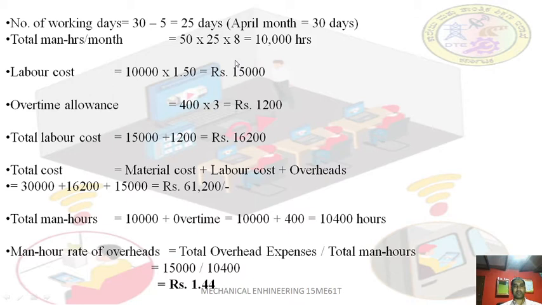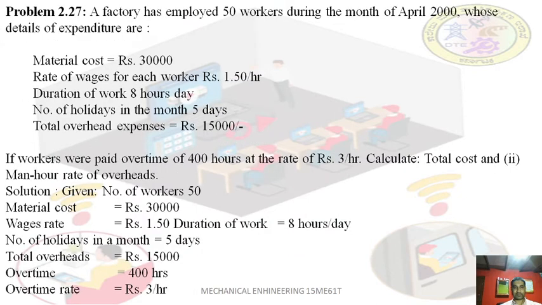That needs to be paid at a different rate, because they are working more than 8 hours. For that ninth hour, you need to pay not the normal wage rate. You have to pay an extra rate for overtime. That is given as 3 rupees. It is mentioned here that the overtime allowance is 3 rupees per hour, whereas the normal rate is 1.5 rupees per hour.